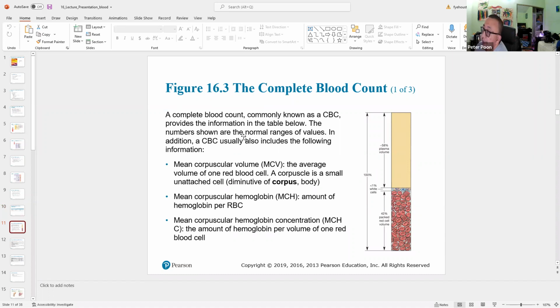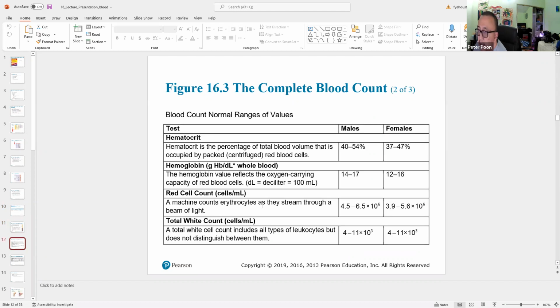You have to know what a CBC is. I'm sure you guys have heard the term before. If not, you should know what CBC means and what mean corpuscular volume is and what mean corpuscular hemoglobin means. Also, you should definitely know what hematocrit is. What hemoglobin level should be, and that's it. You don't need to know the white blood cell count and red blood cell count, but you should know what hematocrit is and what hemoglobin is. Not only what the definition is, but what the percentages should be.